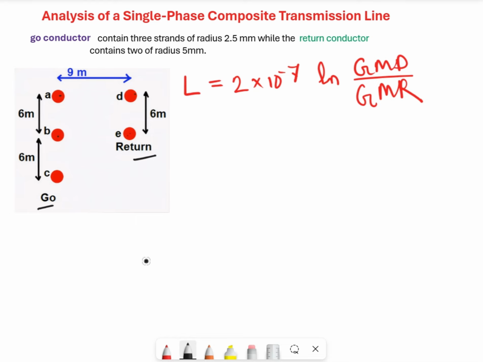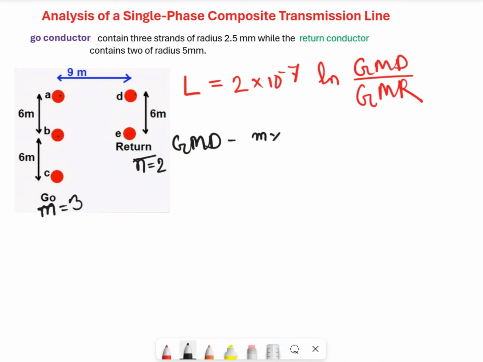Indeed, of course, the individual distance is also important for this calculation. Let's start with GMD, which we're going to calculate. So let's write down the value of M for go circuit and N for return circuit. What is the value of N? 2. There are 2 cables or conductors, D and E for return, and for go there are 3, A, B and C. So it has to be written for the empirical equation for GMD.